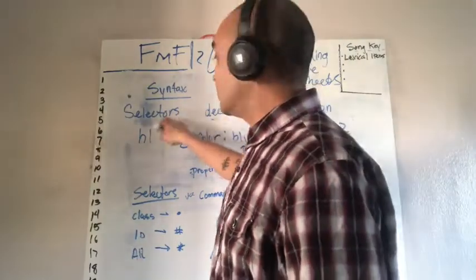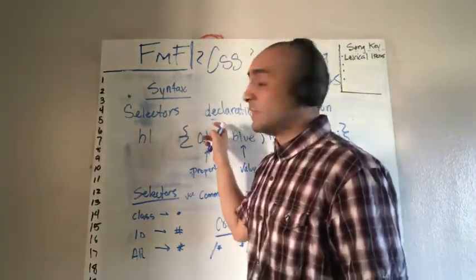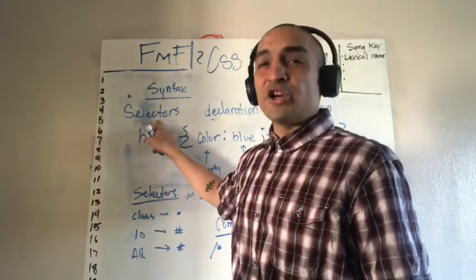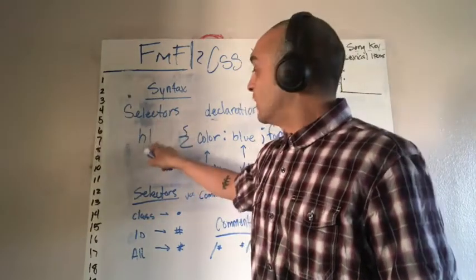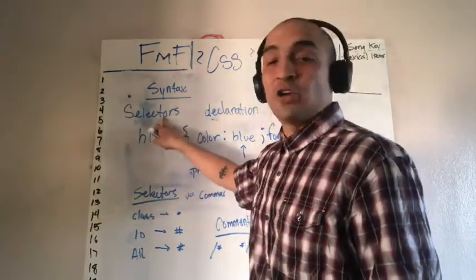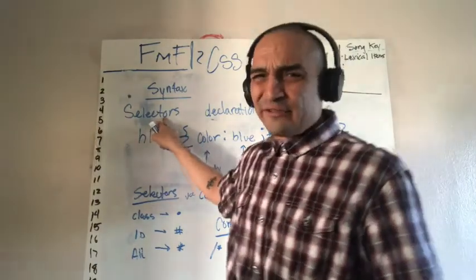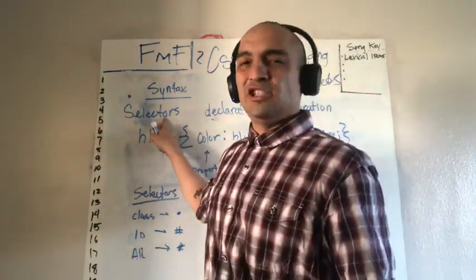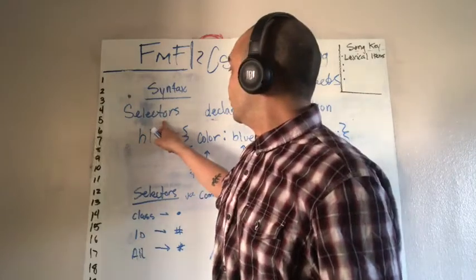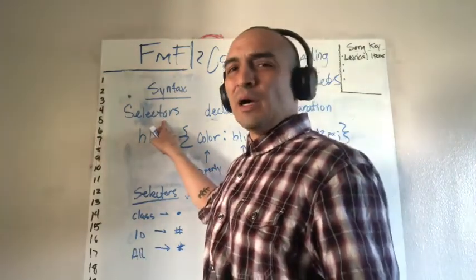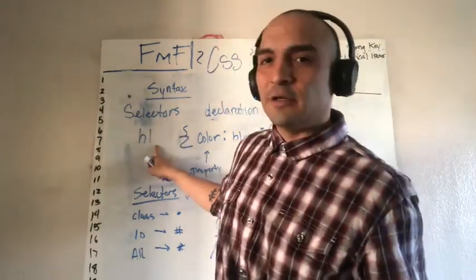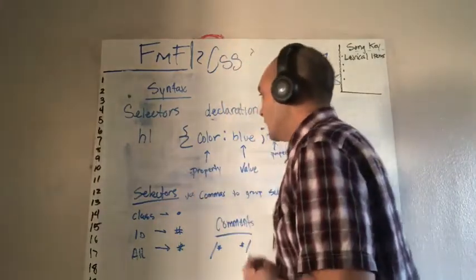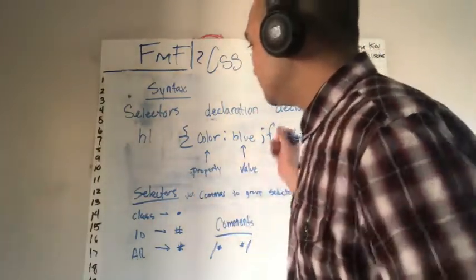Okay, selectors, declarations. The selectors are your HTML tags, like the H1 tag. That's what you call a selector. You're selecting the element from your HTML page, selecting which one you want to style. So in this scenario, we're selecting the H1 tag.